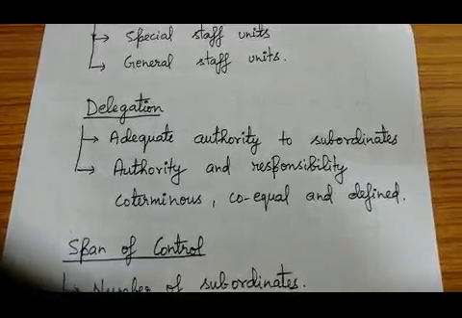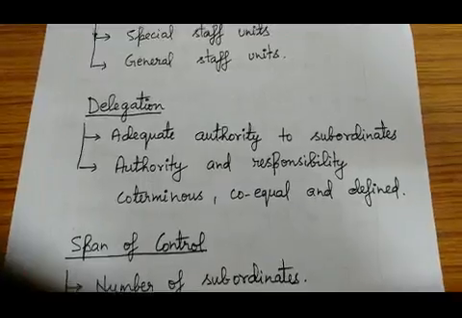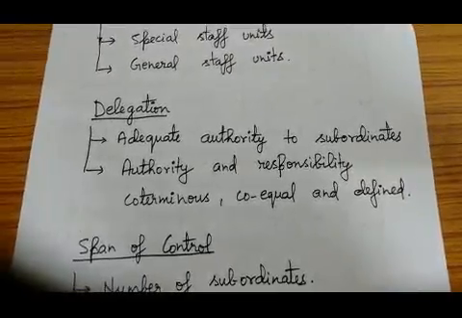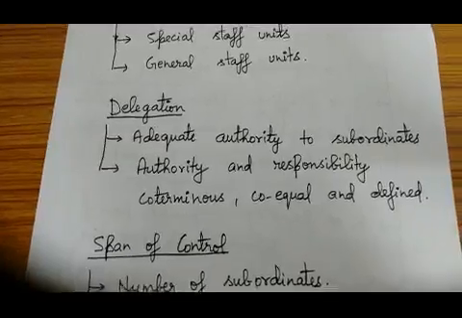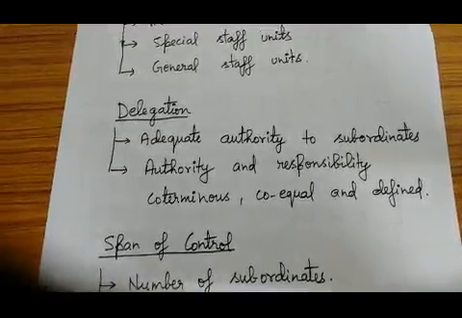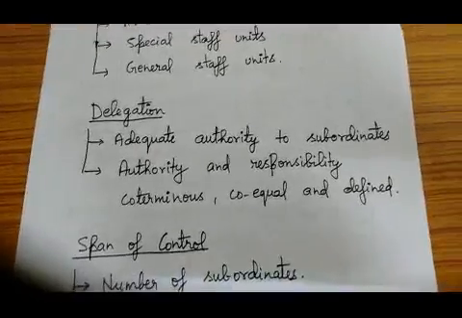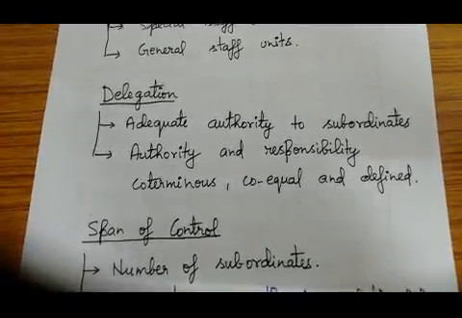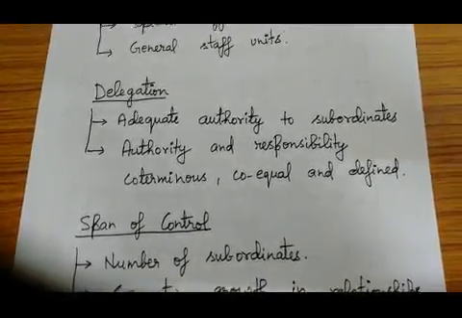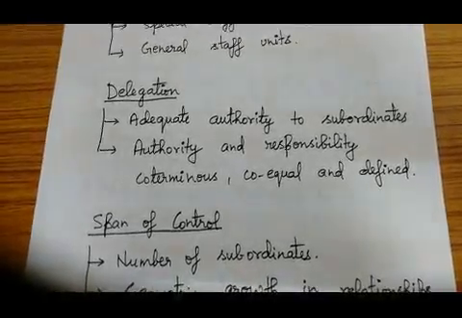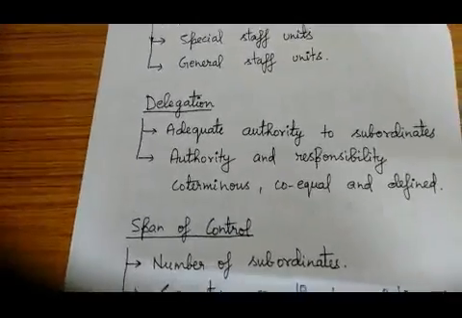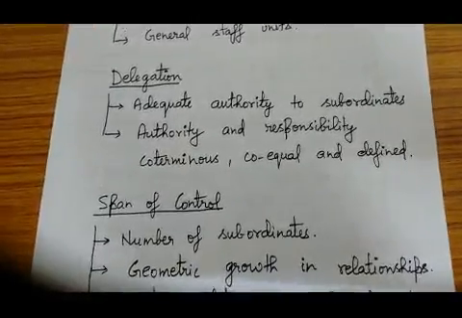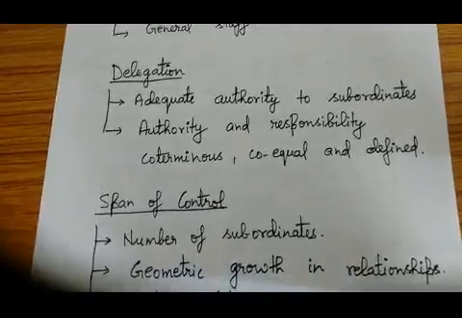So adequate authority to subordinates, and authority and responsibility should be coterminous, co-equal and defined. Delegation means your subordinates have some responsibilities, but they don't have that much power. The authority is with you, so you can delegate it, meaning you can transfer that authority to your subordinates so that they can efficiently perform their work. And authority and responsibility should be co-equal: the responsibility given to a particular person, he should have appropriate authority to make sure that he is able to fulfill his responsibility.